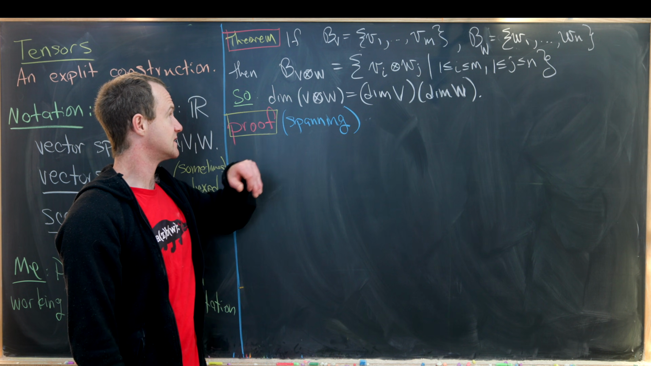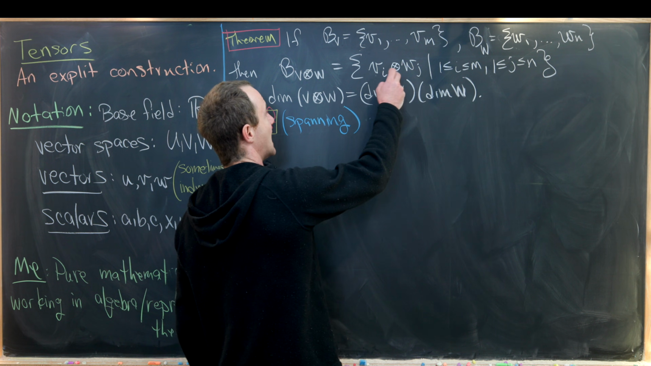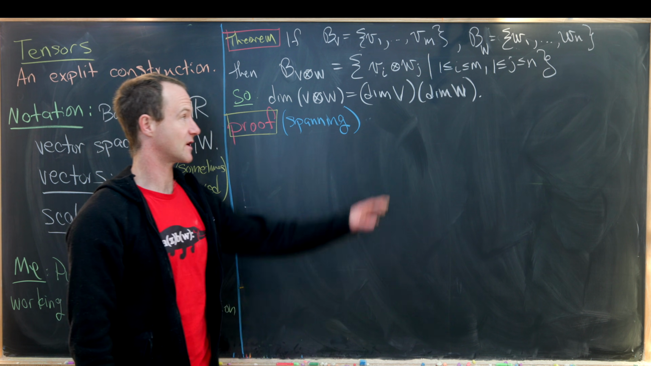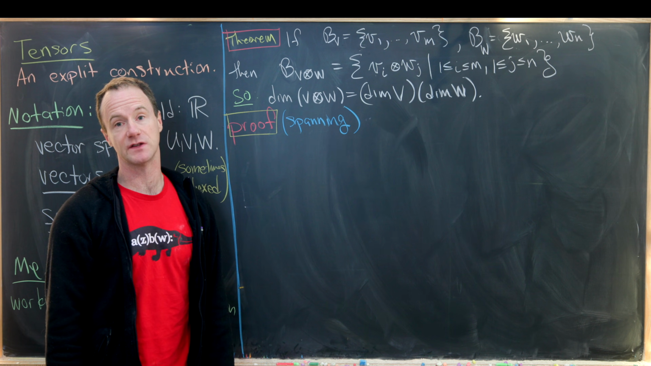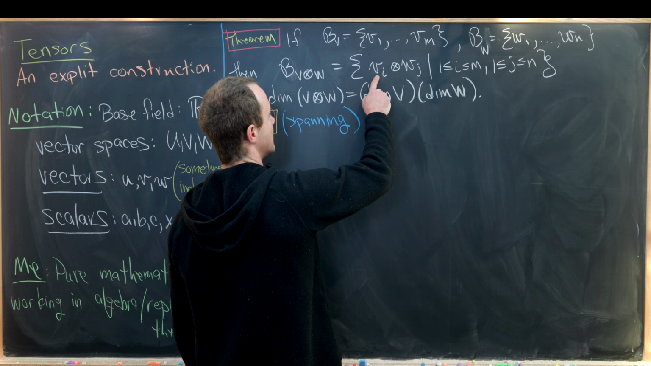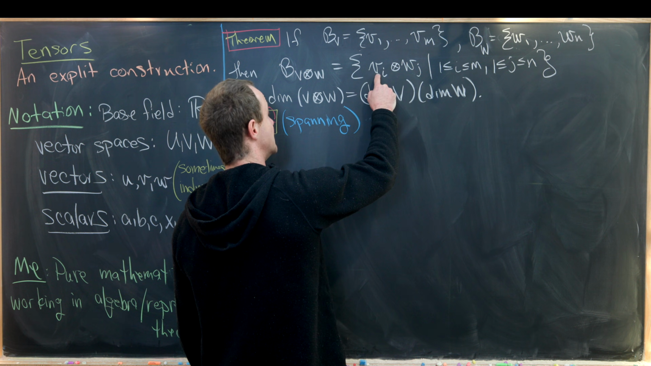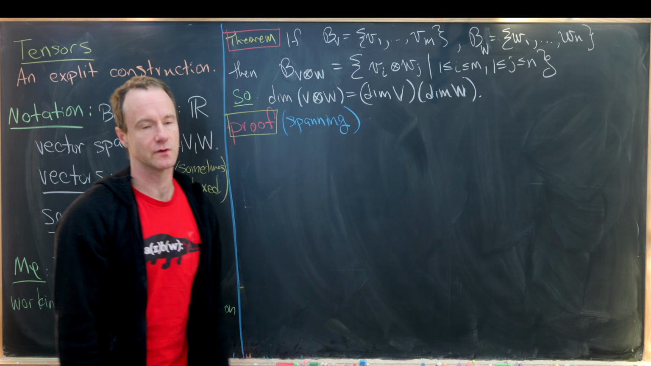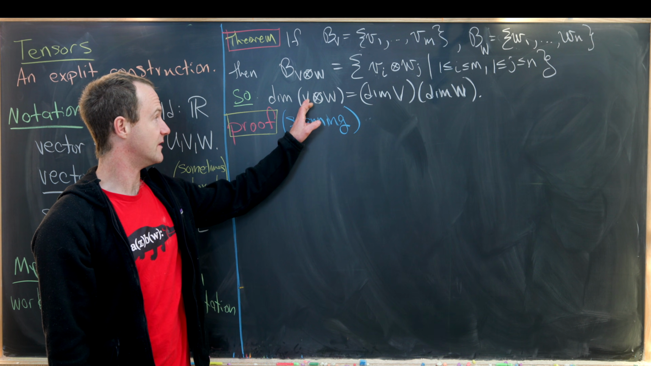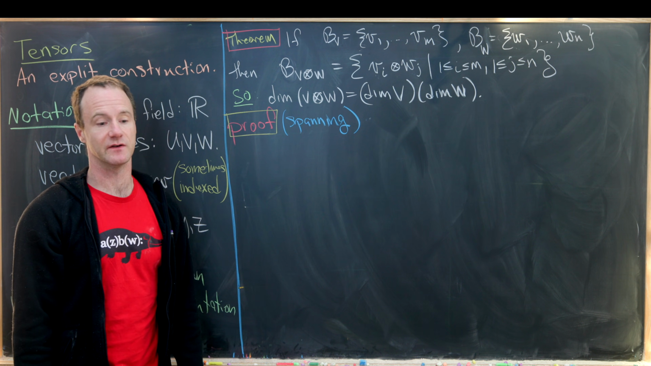Then the basis for vector space V tensor W will be Vi tensor Wj as i runs through all possibilities, that is 1 through m, and j runs from 1 to n. So this includes things like V1 tensor W1, V1 tensor W2, V1 tensor W3, V2 tensor W1, and so on and so forth. So an immediate result from this is that the dimension of V tensor W is the product of the dimension of V with the dimension of W.